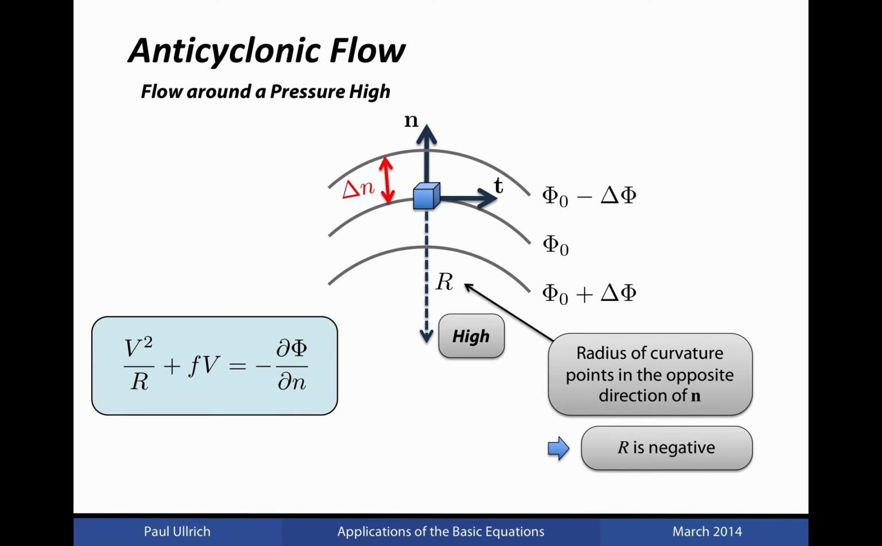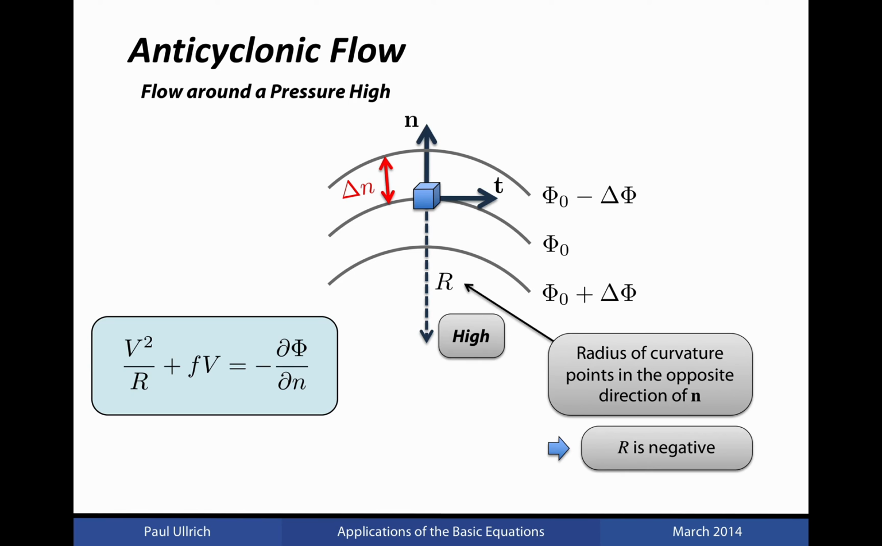Let's now consider flow around a high-pressure region, or the case of anticyclonic flow. In this case, the circle that approximates the motion of the fluid parcel appears below the fluid parcel, or to the south of the fluid parcel, and is centered around the high-pressure region. Consequently, the radius of curvature, which is associated with the normal distance between the flow vector and the center of that circle, is going to be negative. That is, the vector pointing towards the center of the circle is in the opposite direction of the normal vector to the flow. So just keep that in mind.